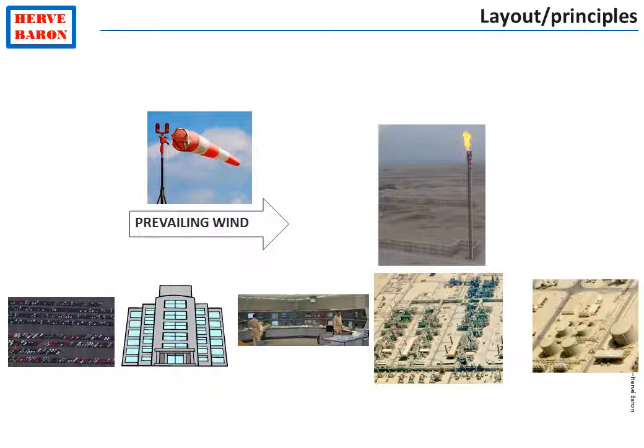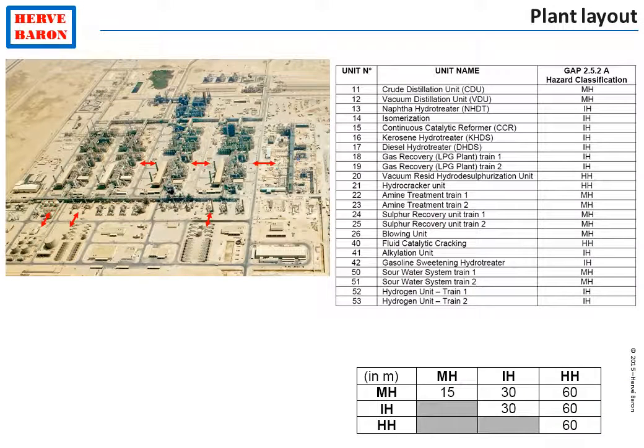Once this overall facility layout has been decided, the relative location of the various process units must be defined. The arrangement of process units within the facility is primarily dictated by safety considerations as well.